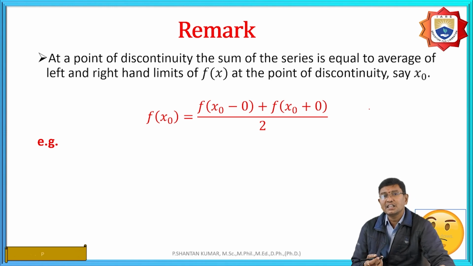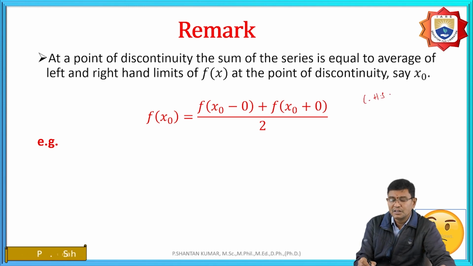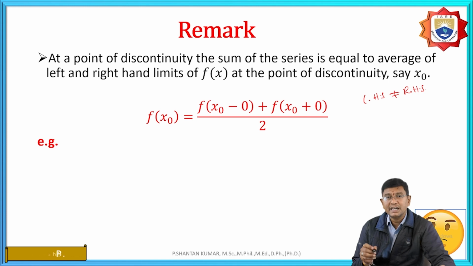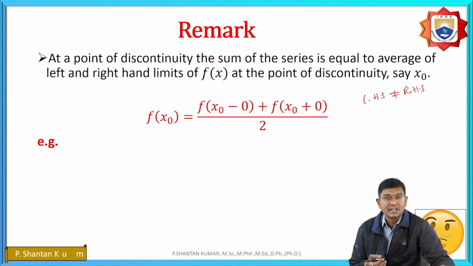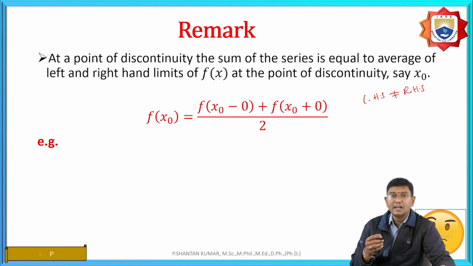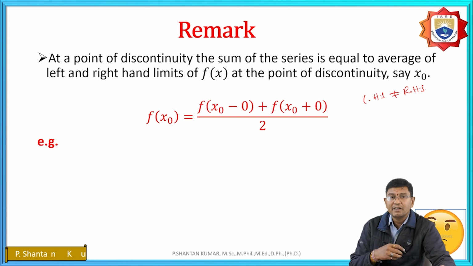A limit does not exist when the LHS limit and RHS limit are not equal. Whenever the LHS limit and RHS limit are not equal, the limit does not exist. If it does not exist, the function is not continuous, meaning it is a discontinuous function.